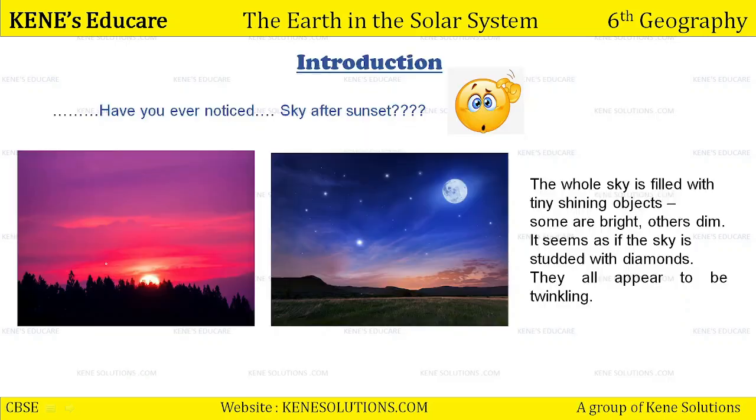Okay. So, starting with the introduction, children, have you ever noticed the sky after the sunset? Sometimes it's very dark blue, sometimes it's pink, sometimes it's red, sometimes it's a mix of colors, some orange color also. The whole sky is filled with tiny shining objects. Some objects are very bright, some are a little dim. It seems as if the sky is studded with diamonds. They all appear to be twinkling.